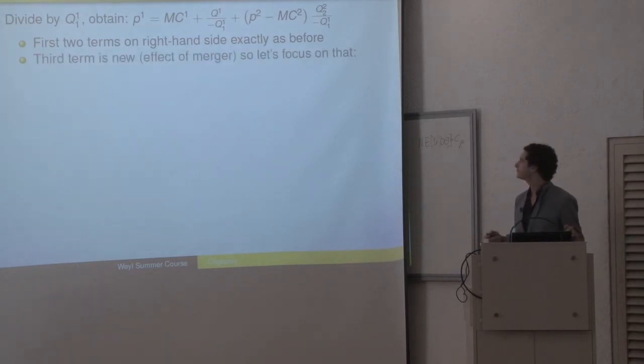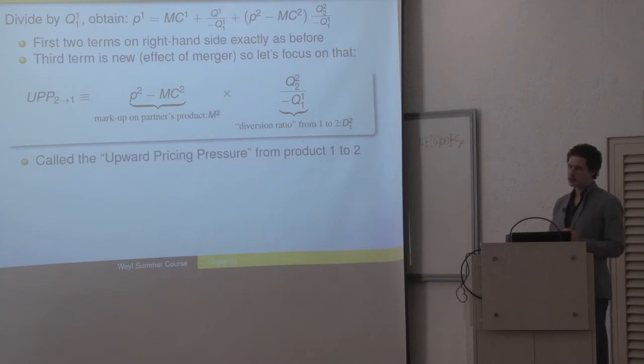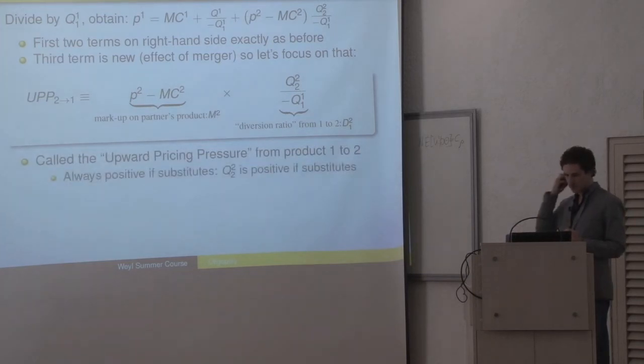Right? OK. So the change that occurred as a result of the merger is not this part. That already existed. The change that occurred as a result of the merger is this expression. So again, it is two parts. It's the markup on my partner's product times the diversion ratio, right? And this is called the upward pricing pressure from product 1 to product 2.